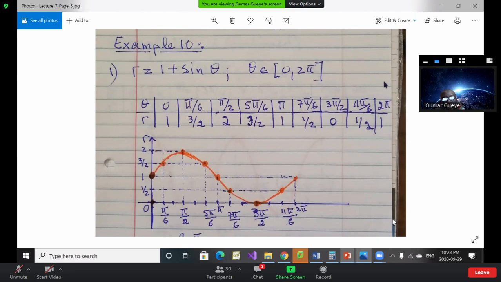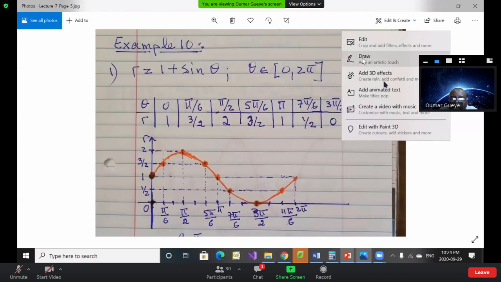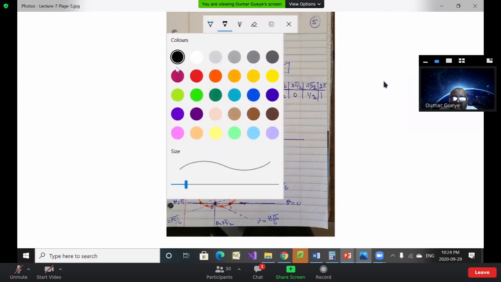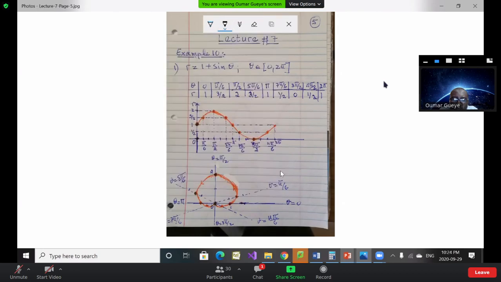Now let's see how to sketch the curve in polar. I'm just going to show you some details here before showing the final one. In polar, how this curve was obtained, that's what I'm going to show you. You start by picking your pole. Let's say this is your pole here, O, and you draw your horizontal line, as I told you.